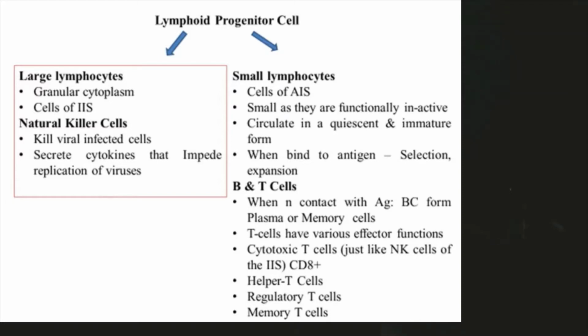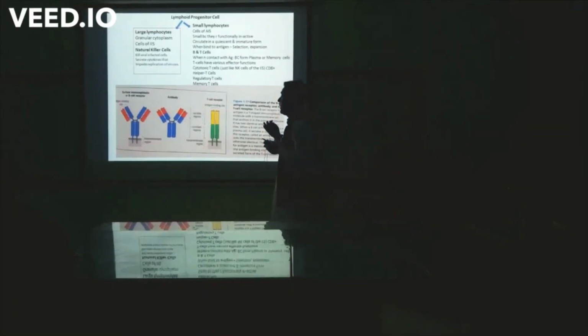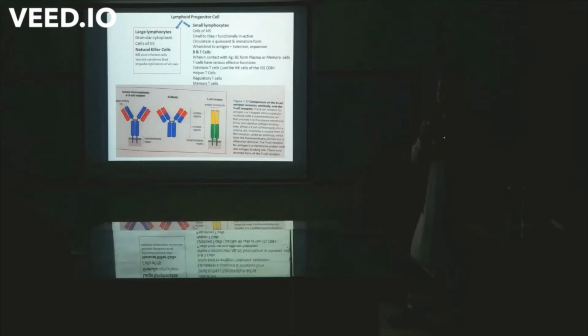The large lymphocyte cells are granular. There are granules in their cytoplasm which are filled with different cytotoxic enzymes. We call these cells the natural killer cells. We call them natural killer cells because they are naturally equipped with this capability that they can kill cells that are infected with viruses.